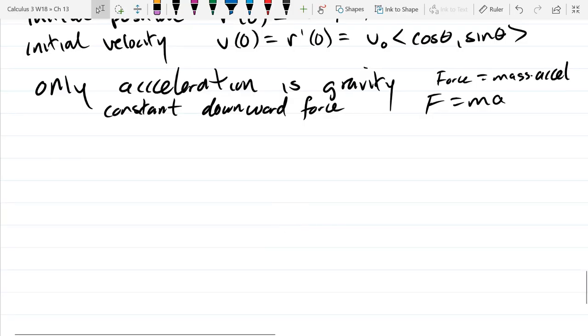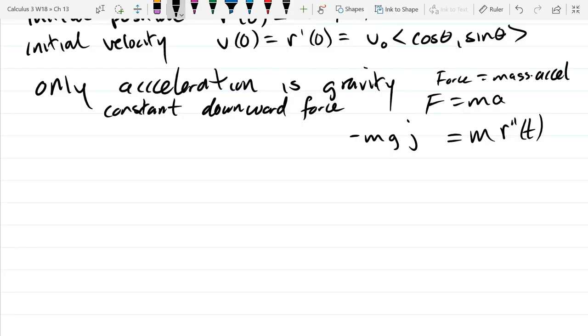All right, so acceleration, we're using the R double prime, so it's the derivative of the derivative of position. So that's our acceleration. Now in my notes, I just have negative mgj. Why do I have that? Okay, yeah, so g is our acceleration, m is our mass, and then j means vertical, or j hat, however you want to write it.